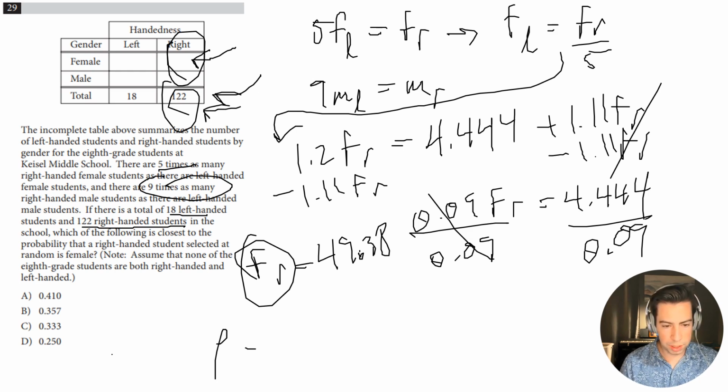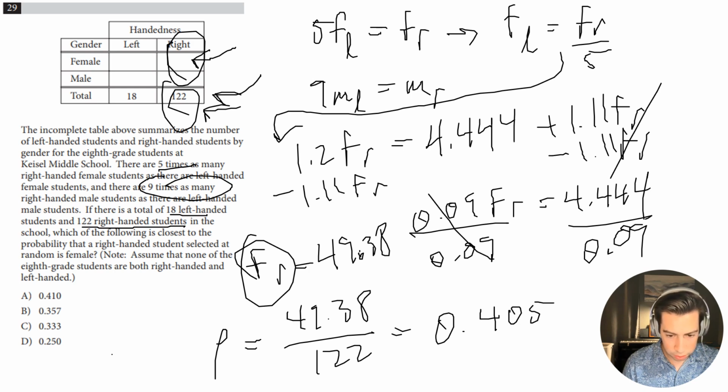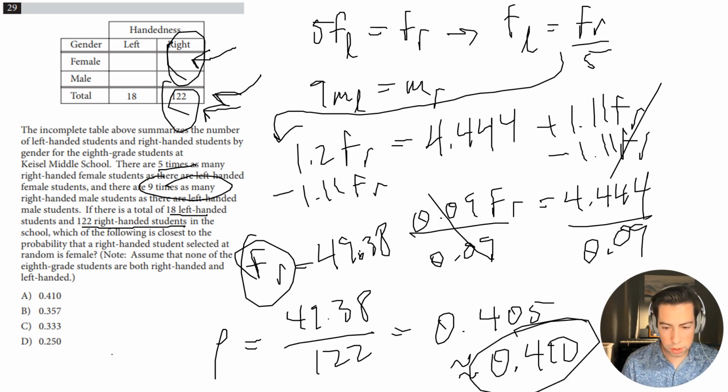So the probability P is going to be equal to 49.38 divided by 122. That is going to equal 0.405. And as you can see, that is approximately equal to 0.410. So that is our answer. It's going to be answer choice A.